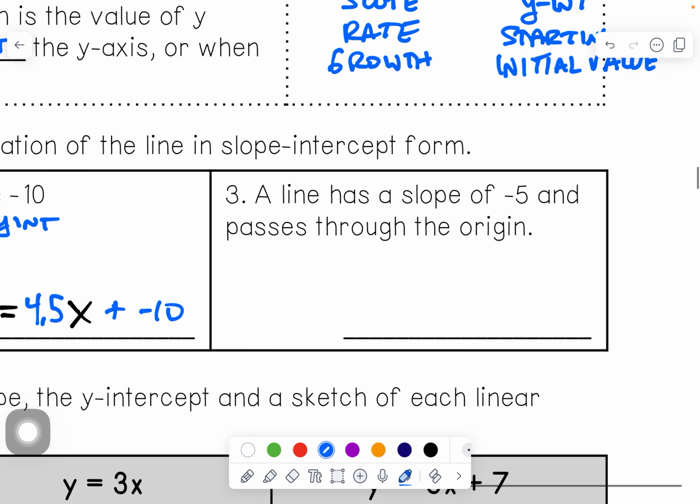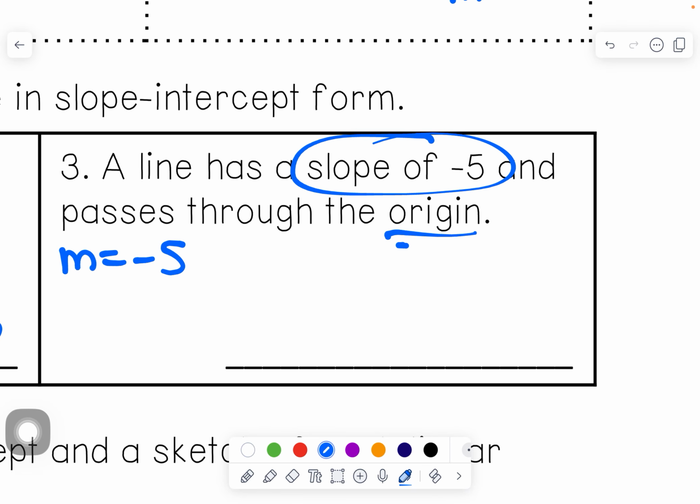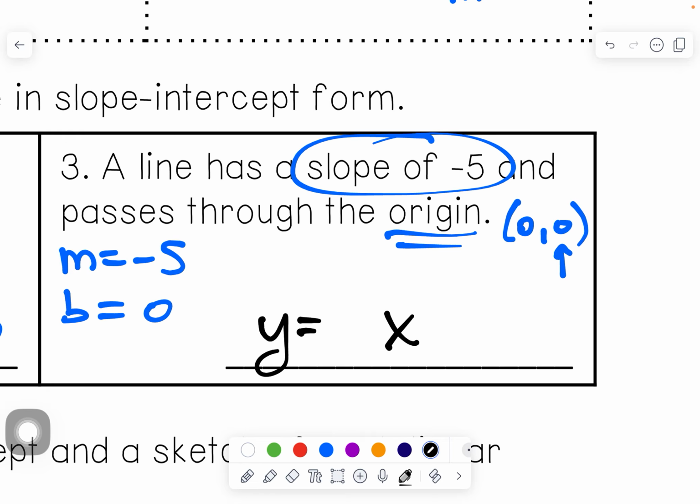Next up, we have a line that has a slope of negative 5 and passes through the origin. So this is giving us information. It's giving us the right information, just wording it a little bit differently. So slope of negative 5 means m equals negative 5. Passing through the origin, that's the coordinate 0, 0. We only want the y value, so our b is 0. So if I build that out into an equation, remember the y equals and the x are always there. I'm only filling in the m and the b. In this case, the m is negative 5. The b is 0. I can write plus 0, but I don't have to.